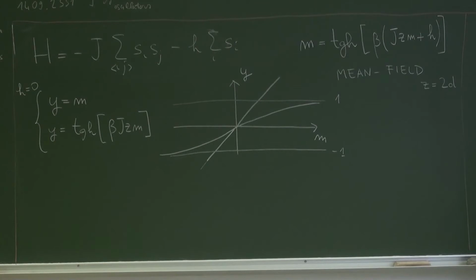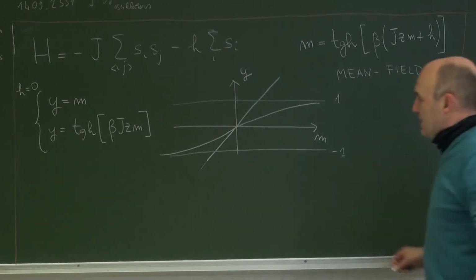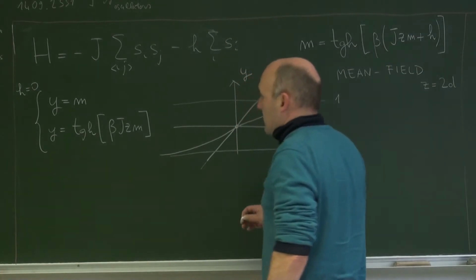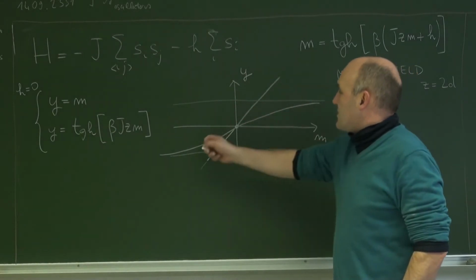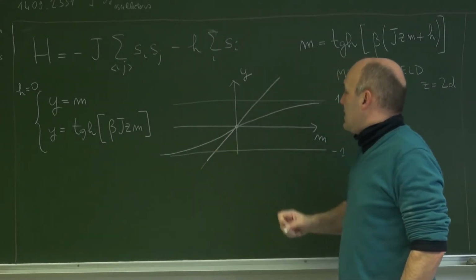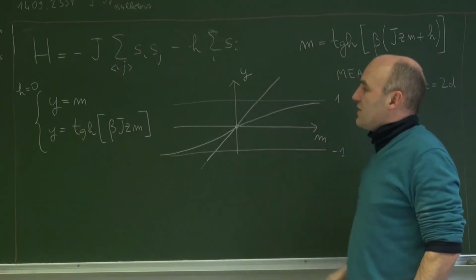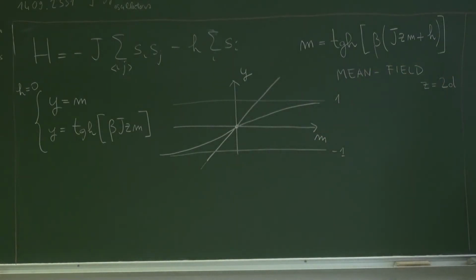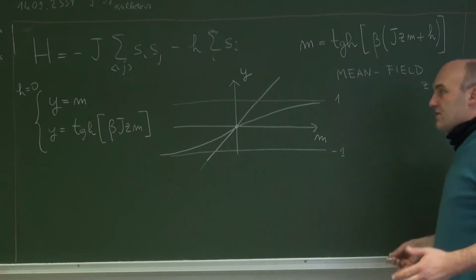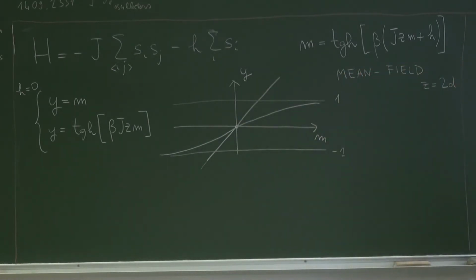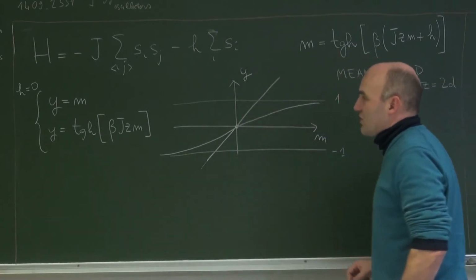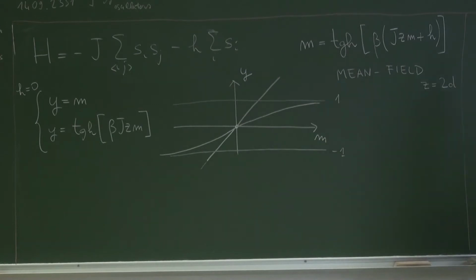Now we have to look at the intersection of these two curves. There is an intersection here in 0, 0. I recall that the hyperbolic tangent is an odd function, so if you take m negative, then you get a negative value. So y of minus m is equal to minus y of m. Both functions pass through 0, so there is always a solution of our system which is m equal to 0. Now the question: is this all?